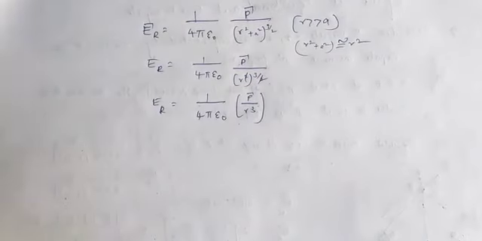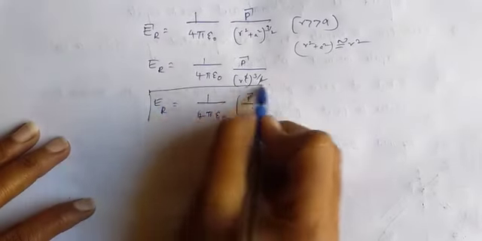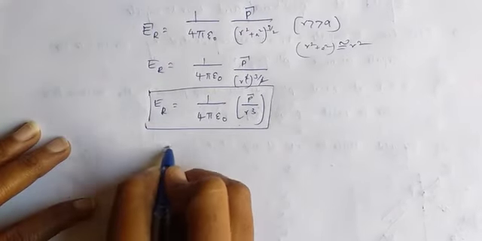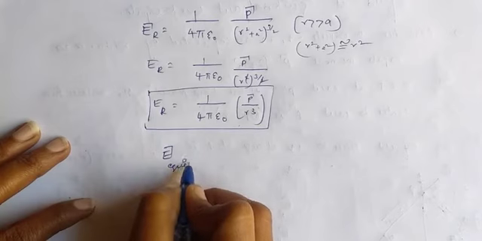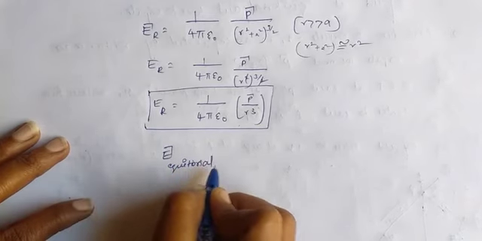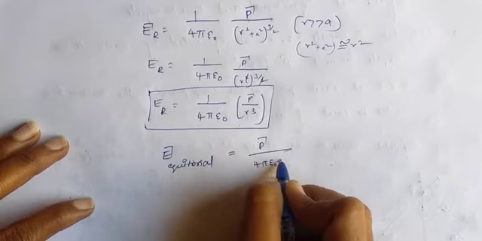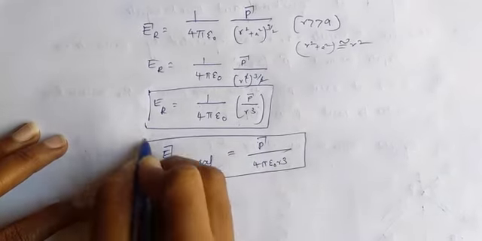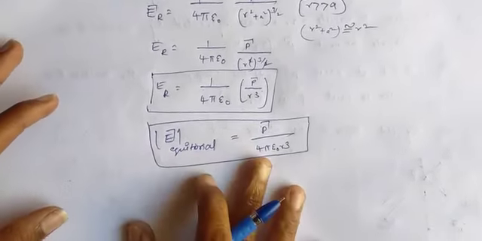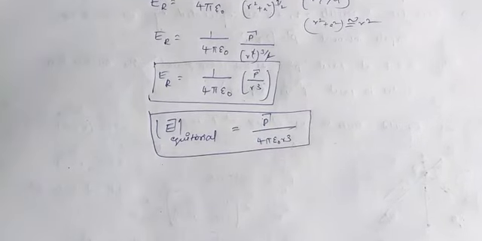Okay, so see here, this is the electric field due to a dipole at the equatorial point. So that is equal to P by 4 pi epsilon naught r cube. So this is the magnitude only. Okay, but here we have to get the direction.